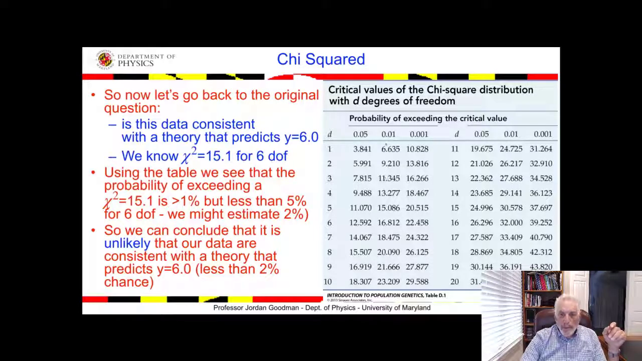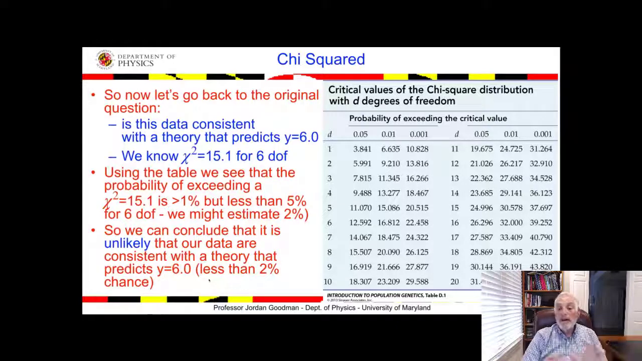So it's got a probability of, say, 0.02. And that means there's only a 2% chance that, if this data were in agreement with our theory, we would get a chi-squared this large. So we can conclude that it's unlikely that our data are consistent with the theory, because our p-value is less than about a 2% chance.